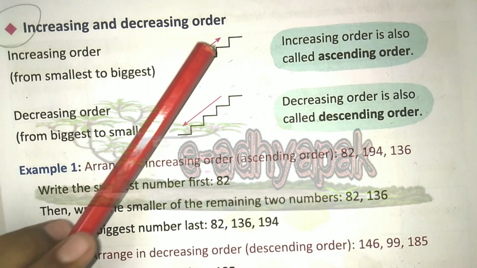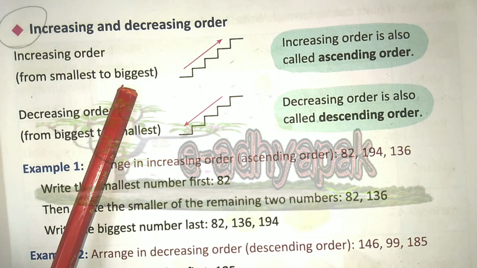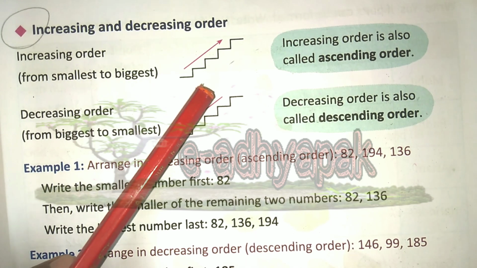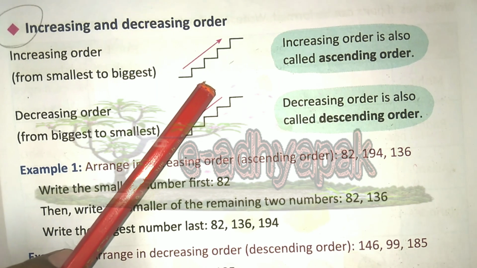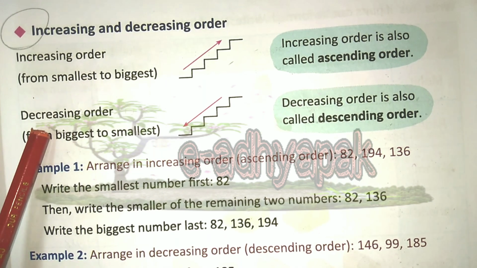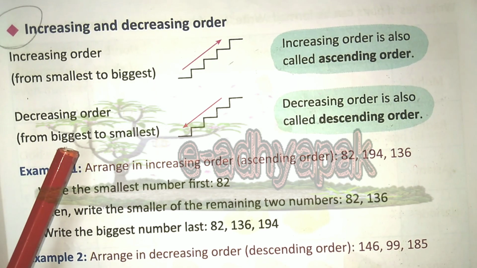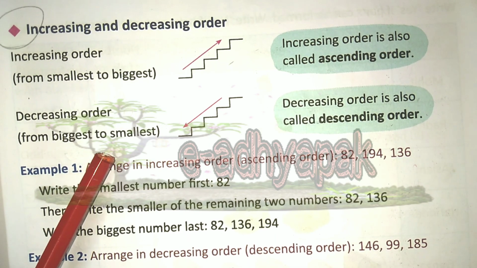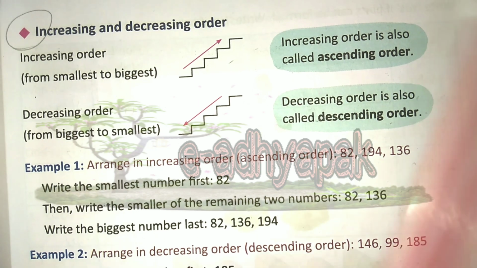Increasing and decreasing order. Increasing order is from smallest to biggest. This means that first you have to write the smallest number, then you have to write the biggest number. Decreasing order is from biggest to smallest. This means that you have to first write the biggest number and then you have to write the smallest number.